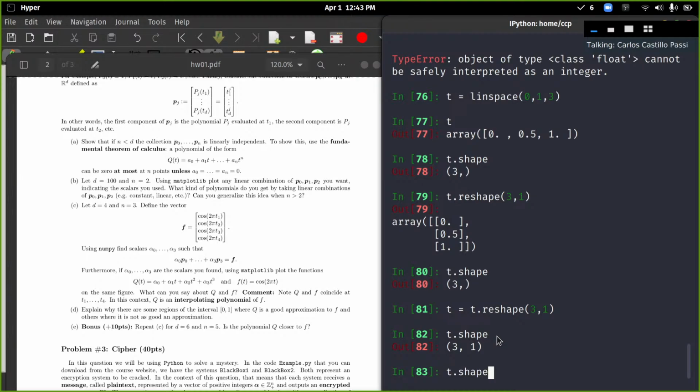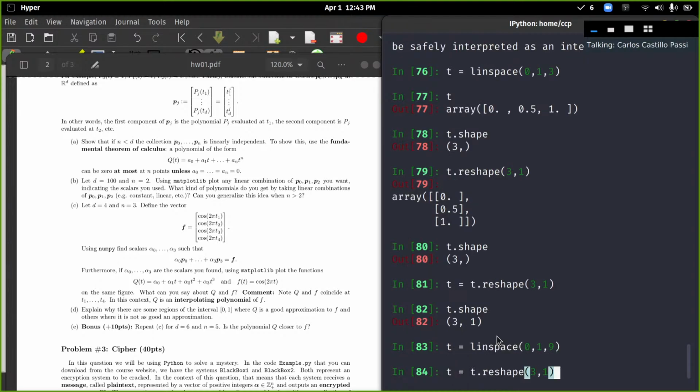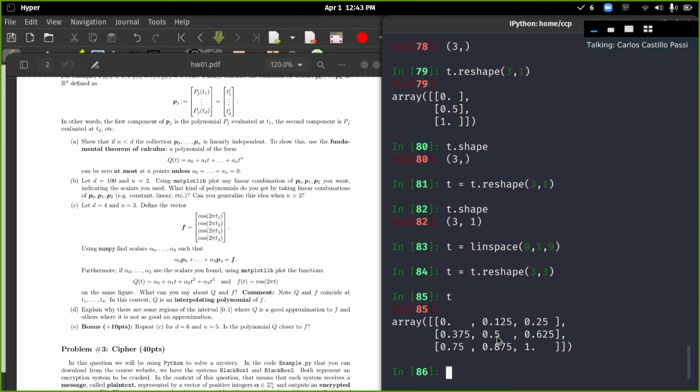And another example could be from 0 to 1, but with 9 numbers. And you can use the reshape, instead of 3, 1, use 3, 3. And now T is a matrix.